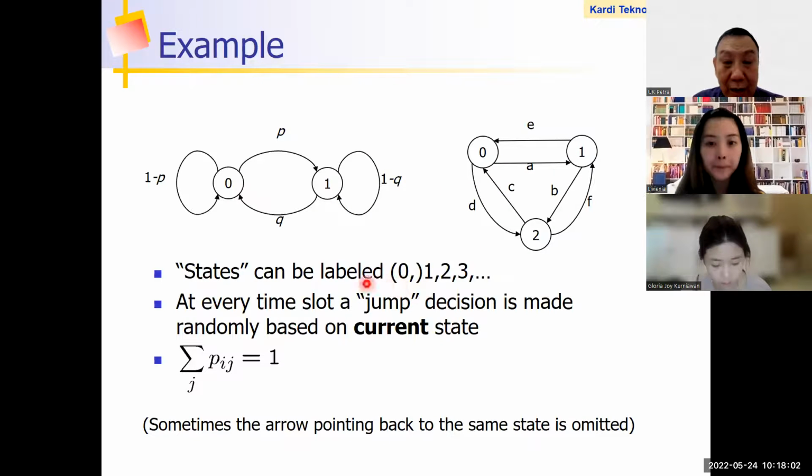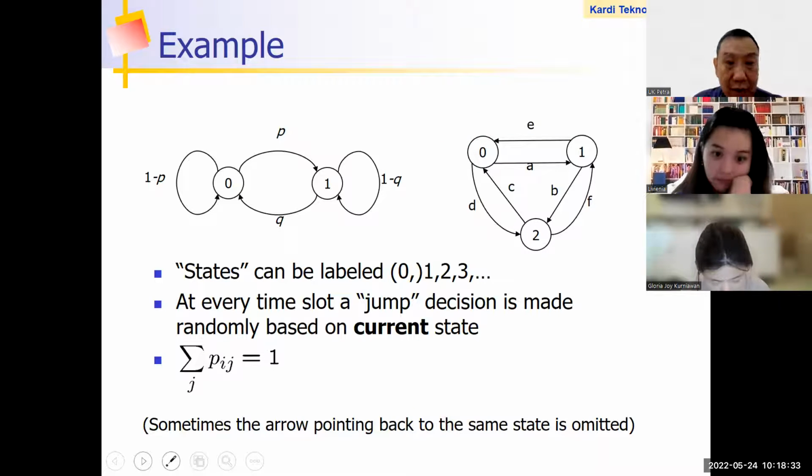So the states are labeled by 0, 1, 2, 3 or ABC, it is up to you. Now every time slot, there is a random jump decision based on the current state. And the sum of probability to all columns must be 1. Sometimes the arrow back to itself is omitted to simplify the drawing. But you need to know that the sum of probability is 1.